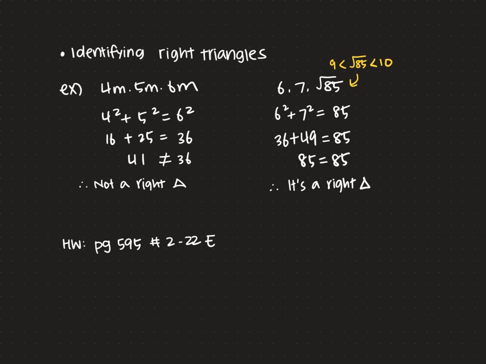So for your homework today, it's going to be from textbook 595, 2 to 22 even. And if you watch the video all the way through, next to your name, give me a Pythagorean triple that I did not use from this lesson. So it'll be a 3 number set that would make a right triangle. They have to be integers.